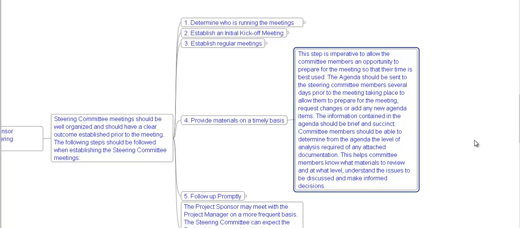Request changes or any new agenda items. The information contained in the agenda should be brief and succinct. Committee members should be able to determine from the agenda the level of analysis required of any attached documentation. This helps committee members know what material to review and at what level, understand the issues to be discussed, and make informed decisions.